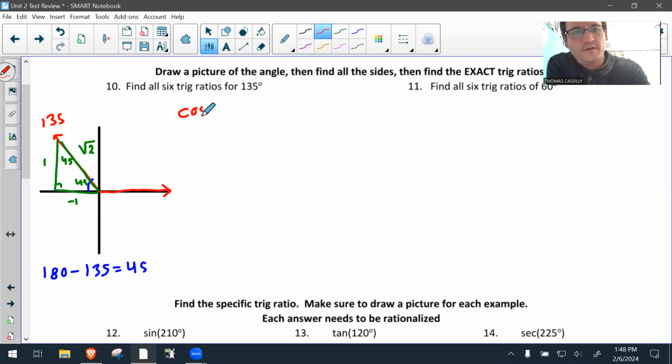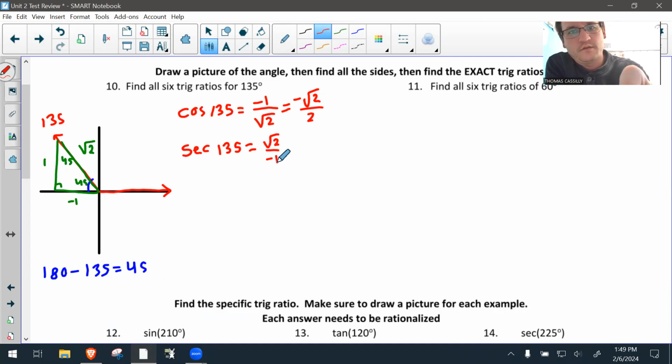We know the cosine of 135 equals, as we said there, cosine was x over r. So this one is -1 over square root of 2, which simplifies to negative square root of 2 over 2. The reciprocal of cosine is the secant. So the secant of 135 is equal to the square root of 2 over -1.